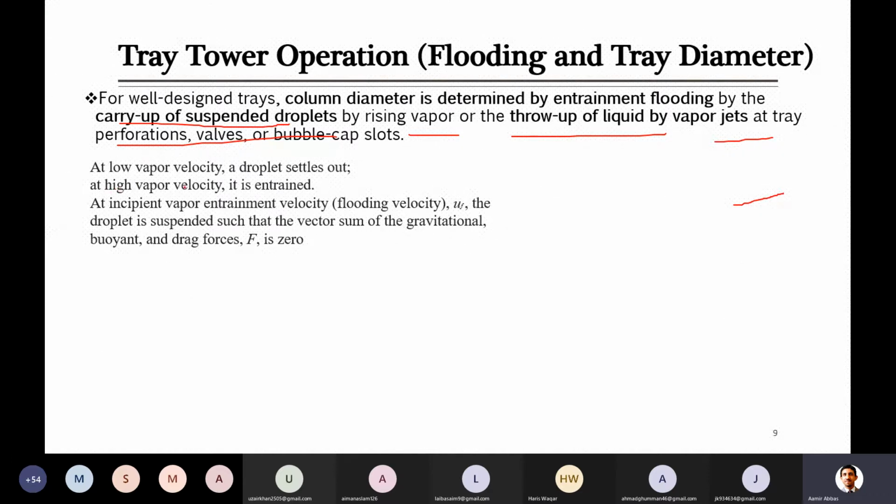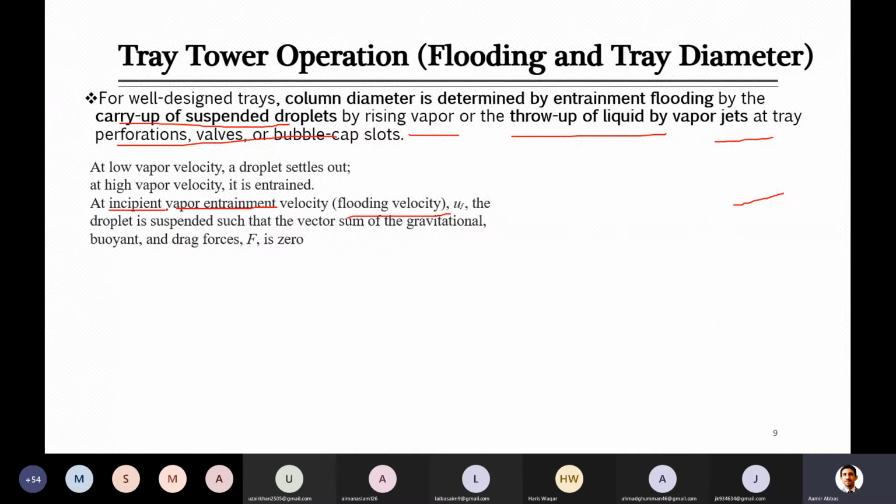But if the vapor velocity is very high, then entrainment will take place and the vapors will be able to carry the liquid droplets with them to the top of the column. We have to look at the point when this phenomenon starts taking place, the entrainment velocity, when it starts entraining the liquid droplets. It's incipient, meaning the point at which it just starts.